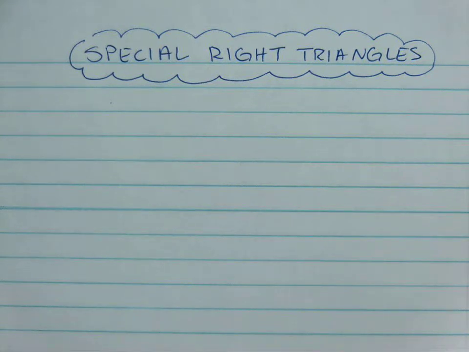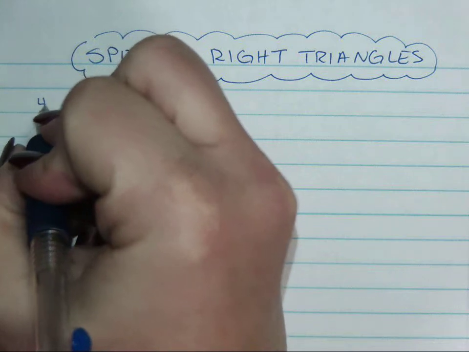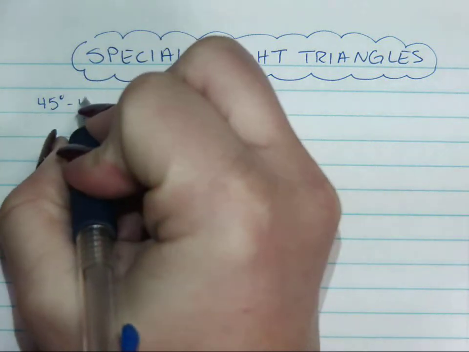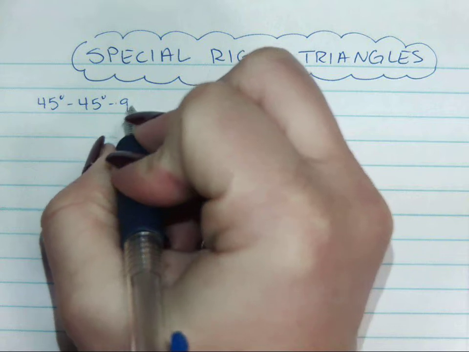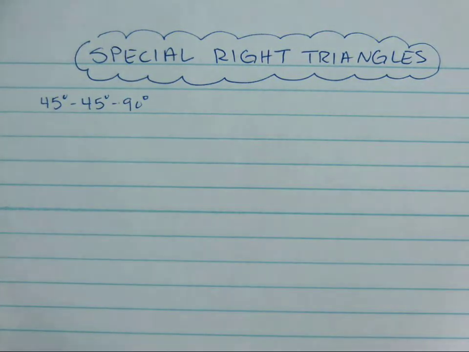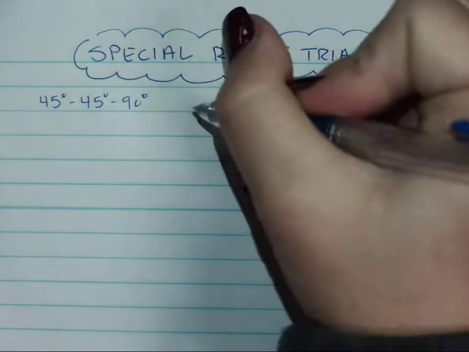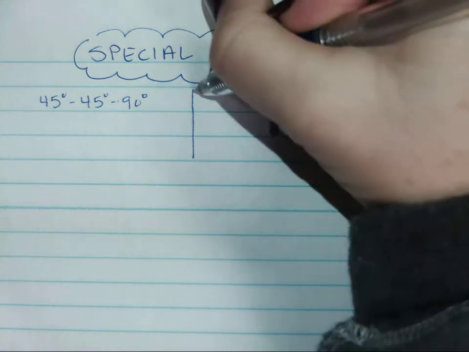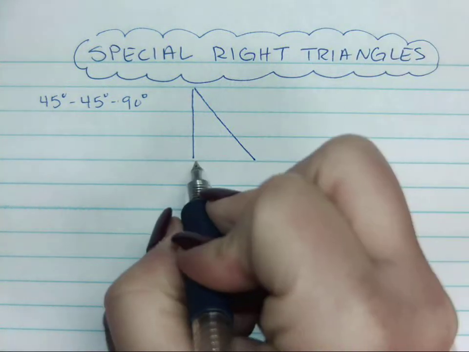Alright guys, so today we're going to talk about special right triangles. And again, this is just a review of some of the things that you've already seen in previous classes, specifically Math 2 or Geometry. So special right triangles, we have two types. The first type of special right triangle is what we call a 45, 45, 90. And so this triangle has a special relationship with the specific angles and side measurements.